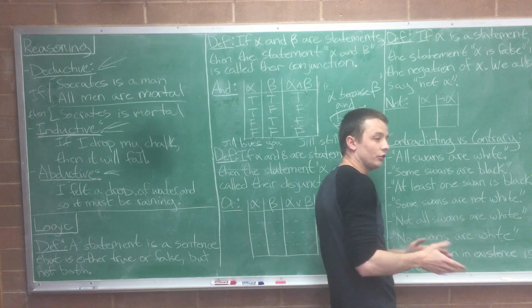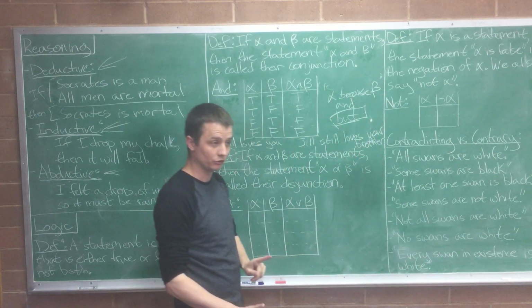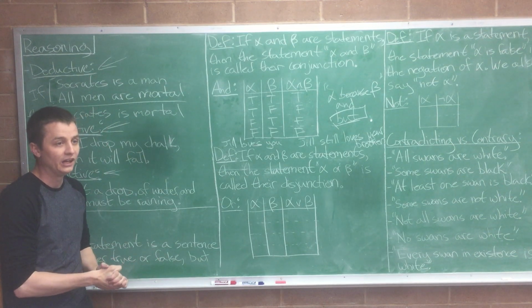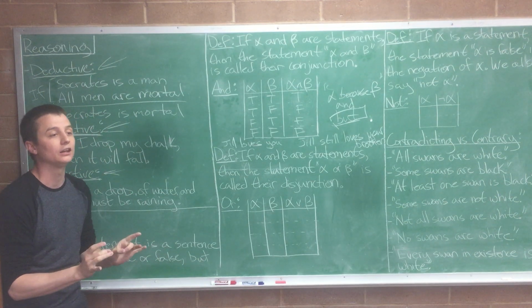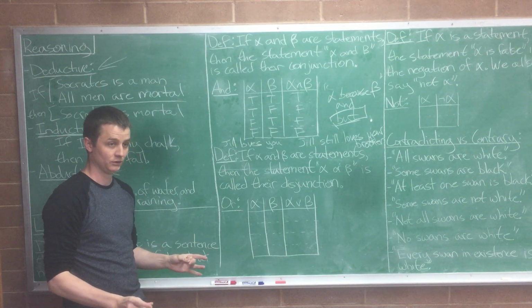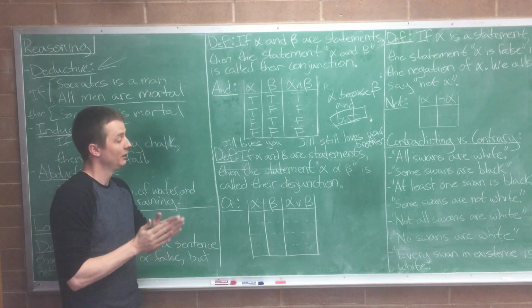That's what we call the inclusive sense of the word or. So we have inclusive or, which means at least one of the two is true. And then we have exclusive or, where one and only one of the two is true. In logic, the or that we are talking about is the inclusive or. At least one is true. Does that make sense? Okay.